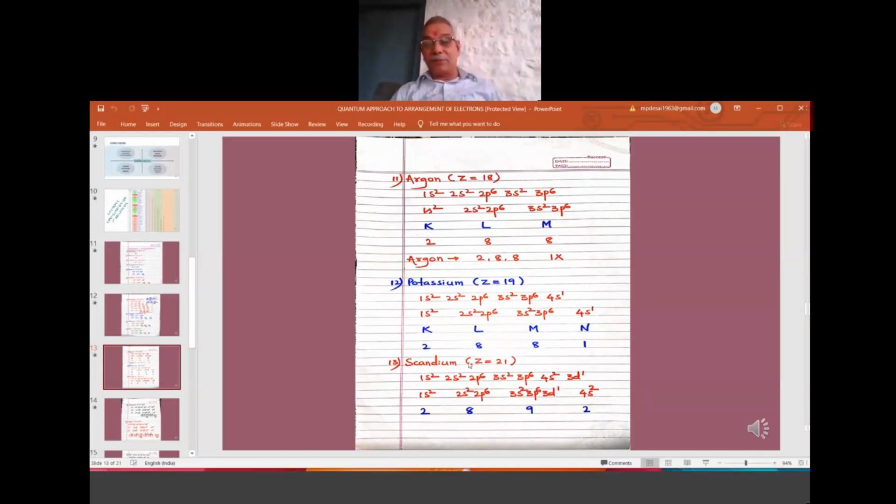Scandium 21: 1s2, 2s2, 2p6, 3s2, 3p6, 4s2. Now 4s is full. So after the 4s, which orbital starts according to the above? It is 3d. Okay, 3d1. So the 21st electron will go in the 3d.